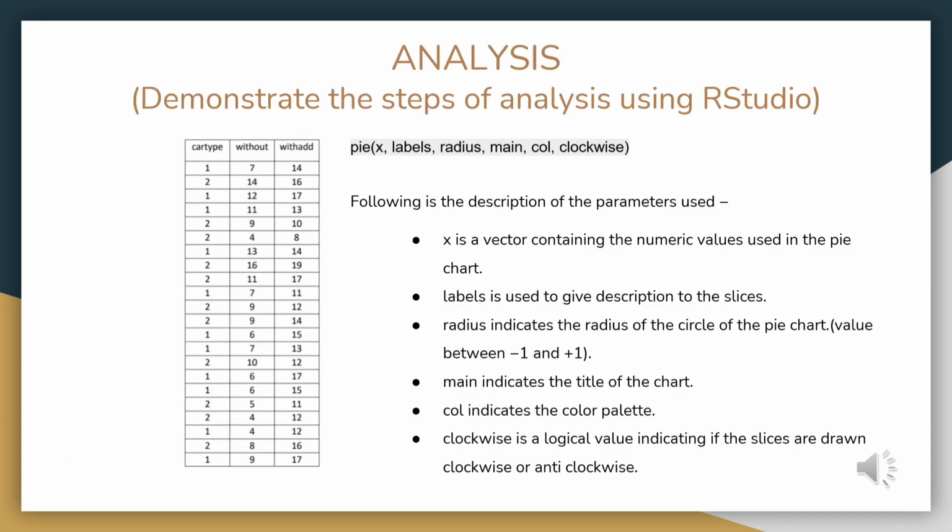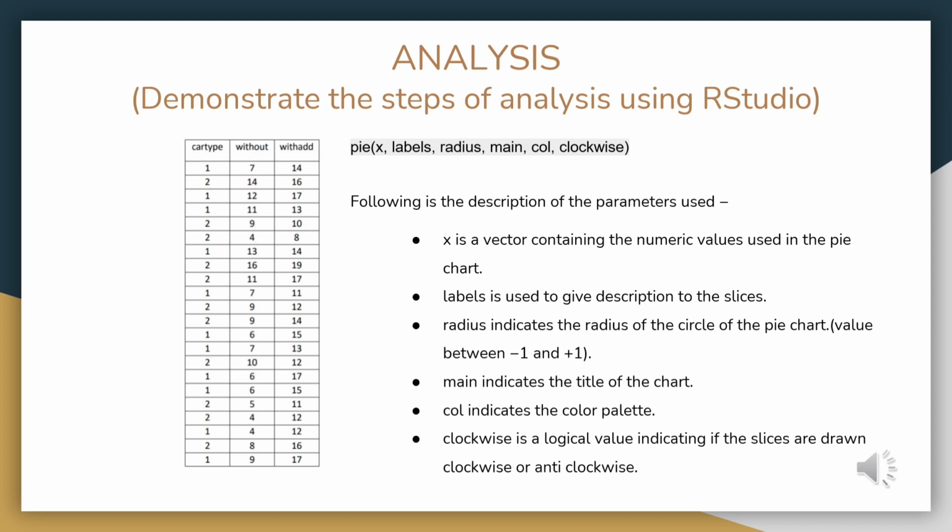The next is pie chart. The code is pie(x, labels, radius, main, col, clockwise). X is a vector containing the numeric values used in the pie chart. Labels is used to give description to the slices. Radius indicates the radius of the circle of the pie chart.